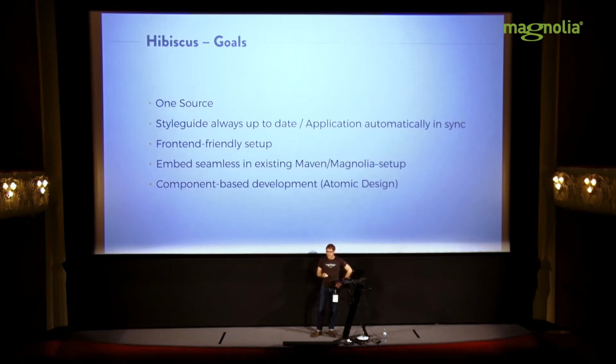To have a front-end friendly setup so that our front-end guys don't need to deal with any Java. They don't even need to install Magnolia. They can do all their stuff just in the environment they know. Nevertheless, we still want to make sure that we can use all our build tools like Maven, like Jenkins, whatever. So it had to fit in the normal Magnolia Maven setup. And we also wanted to leverage the whole idea of atomic design with this component-based stuff that is put together, to also avoid repeating stuff. So that's kind of the goals.